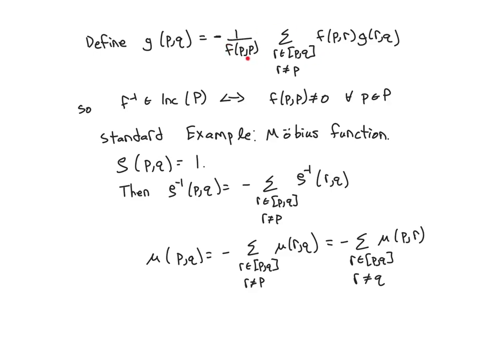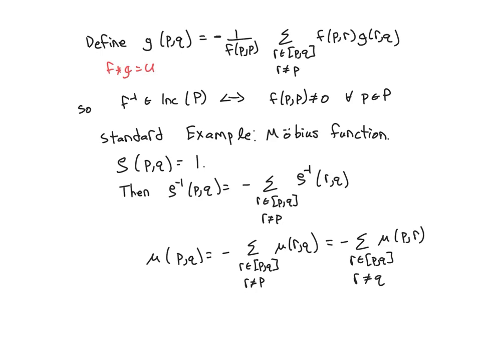And by the way this formula is set up, it's set up in just the right way that when we do the convolution, we get the unit. And so in conclusion, the multiplicative inverse is an element of the incidence algebra if and only if f of PP is non-zero for all elements in the poset. And we see that turns out to be the only restriction we need. And once that happens, this formula gives you a formula for the inverse.